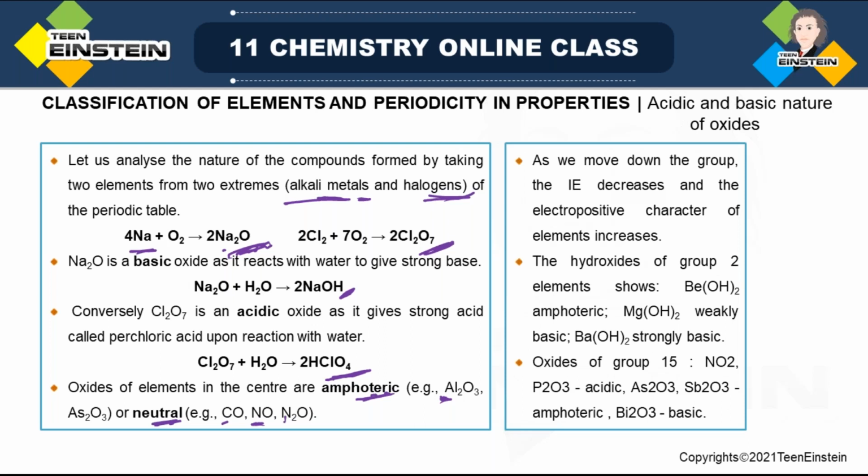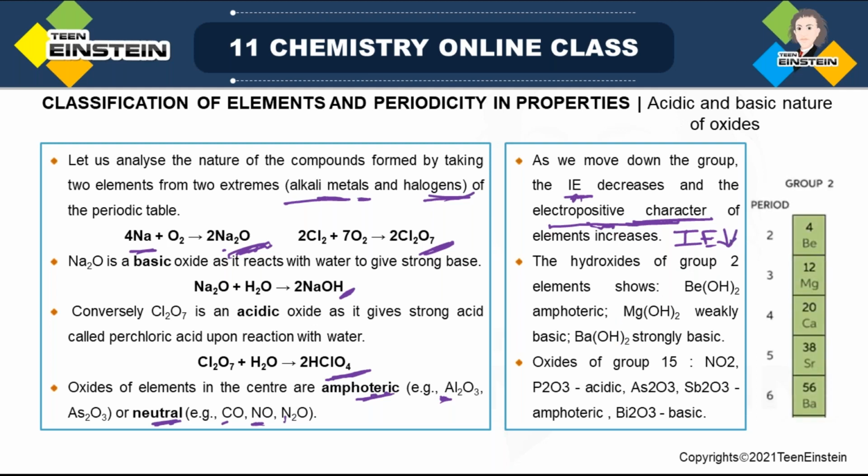So as we move down the group, some examples if you see, we know IE decreases and metallic nature increases, or you can say electropositive character increases. Now if you take group 2 elements, here you can see group 2 elements. First element is Be, then Mg, Ca, strontium, barium. So in this way, as you are moving down, you are getting these elements. Now the first element Be, its hydroxide, not just oxide, we will also discuss hydroxide. So here I can write hydroxide also.